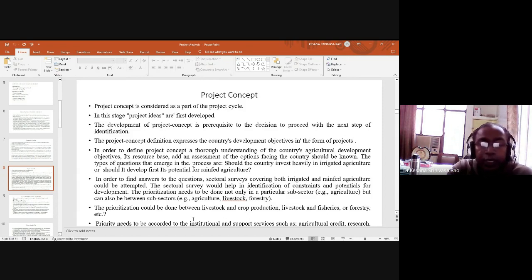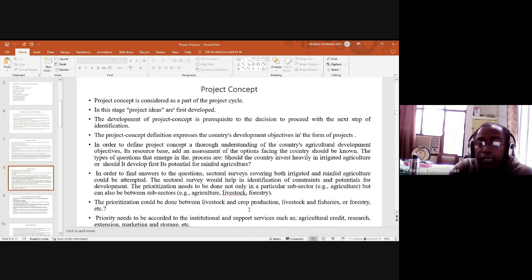Priority needs to be accorded to the institutional and support services such as agricultural credit, research, extension, marketing, and storage. These are the five inputs which must gain momentum in agricultural research. Agricultural credit is one of the most important aspects because there are two types of credit, formal and informal; farmer credit basically comes from the banks. Then research, extension, marketing, and the storage facilities. What are these facilities? We have to bifurcate and go one by one.